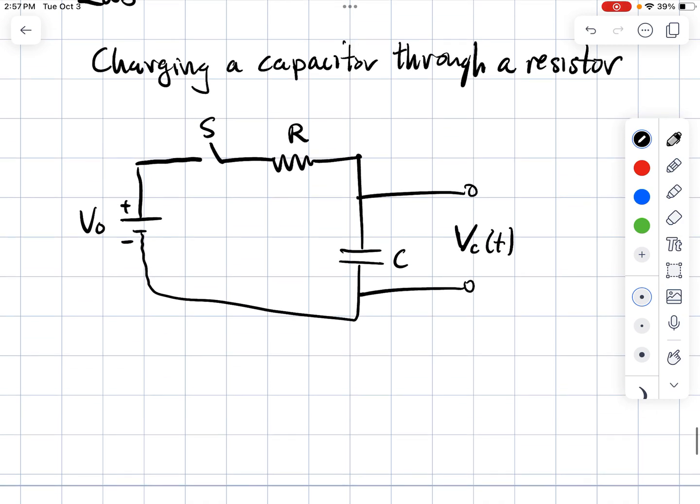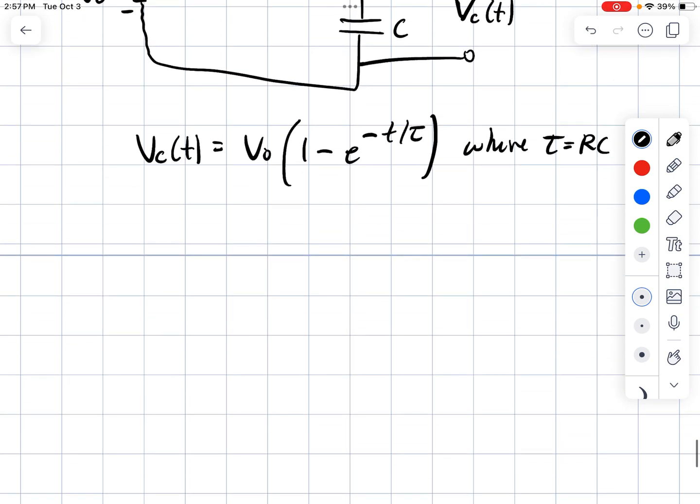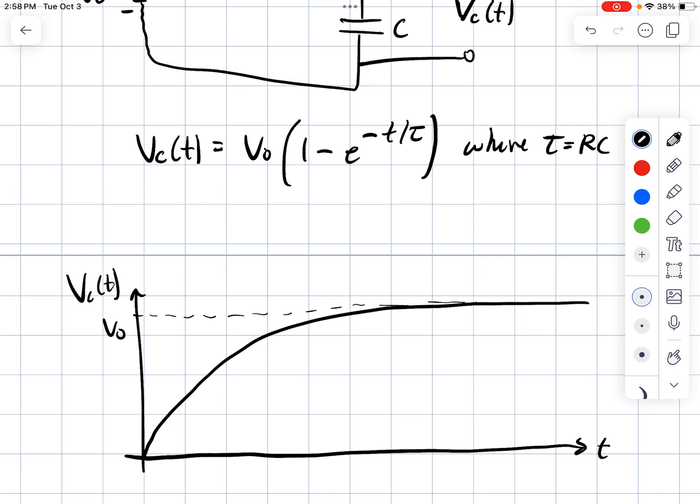And what we found was that VC of t was equal to V naught times 1 minus e to the minus t over tau, where tau was an RC time constant. If you plot that, as a function of time, the voltage across the capacitor for a charging capacitor looks something like this, where it asymptotically approaches its new equilibrium at a voltage V naught.